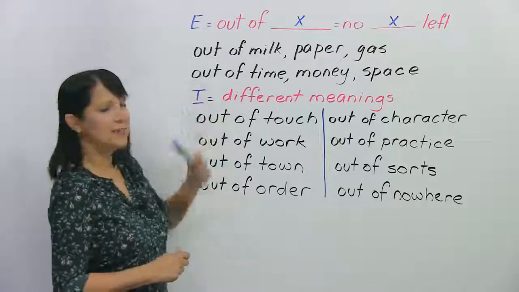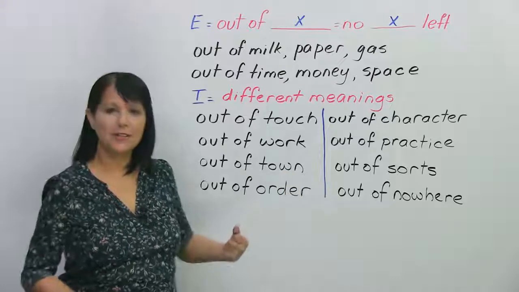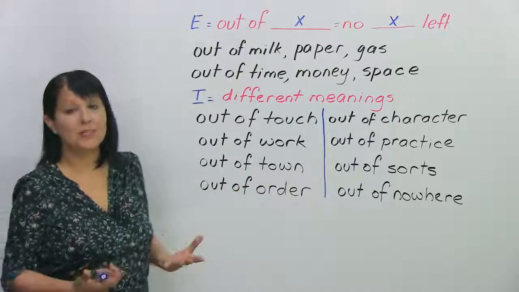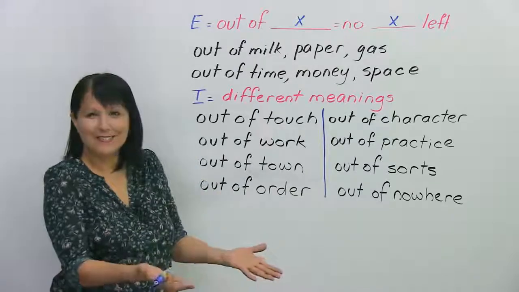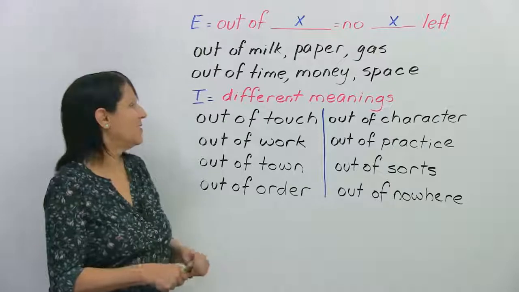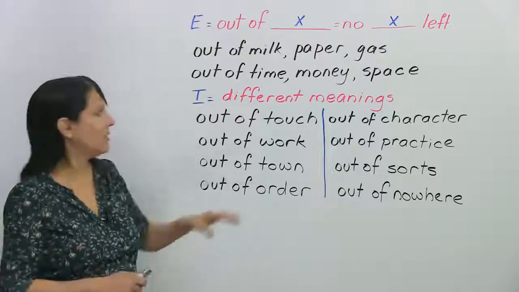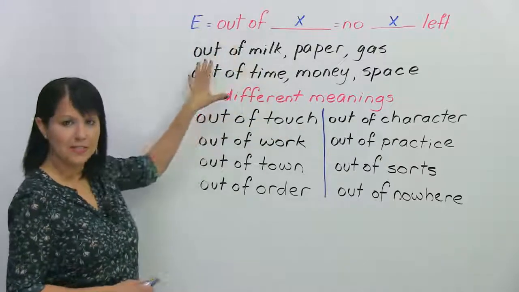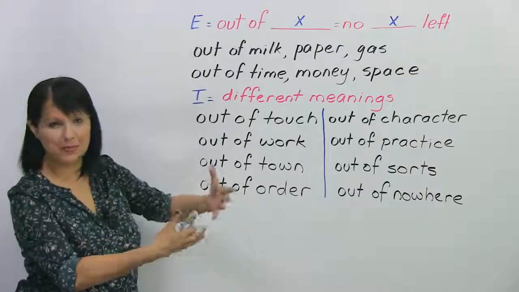So, let's say you go to the fridge and you open it and you're about to have a nice cup of coffee and you say, "Oh my goodness, I'm out of milk." What does that mean? You had milk before, but now there's no milk left. So then we say, "I'm out of milk." Now here, when we use it as an expression, it always means something like that. There's no something left. There's no something remaining.